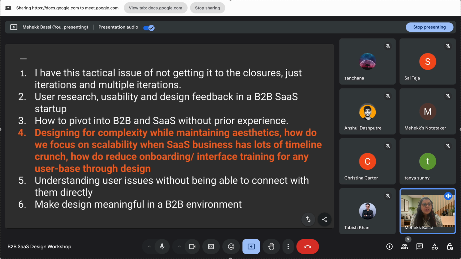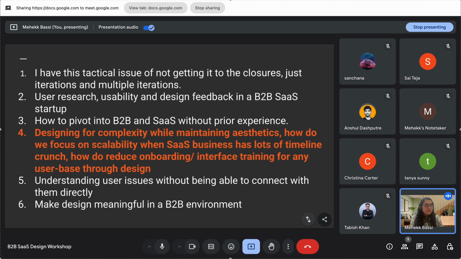Designing for complexity while maintaining aesthetics. How do we focus on scalability when a SaaS business has lots of timeline crunch? How to reduce onboarding interface training for the user base through design? I will talk about the aesthetic part first. One way to do it is through design systems. When you have an established design system in place, maintaining aesthetics becomes very easy. I'm not saying it's not work. It is definitely a lot of effort to build a design system first. But once the design system is in place, scalability becomes relatively easier, and the effort is consistently reduced.